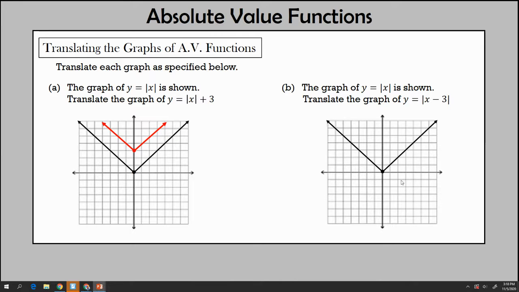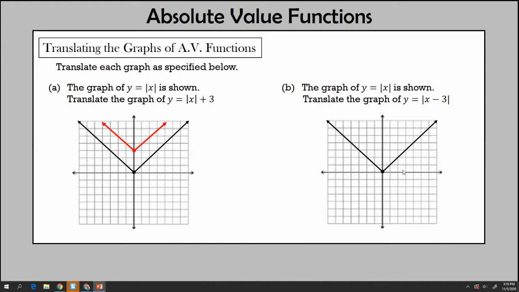Let's look over here. So we've got, again, the graph of Y equals the absolute value of X is shown. Let's translate this one. Y is equal to the absolute value of X minus 3. Now this is inside the absolute value. So this is that H I was telling you about. All right, we're going to do the opposite of whatever this says. So this says -3. So I'm going to move it to the right 3.